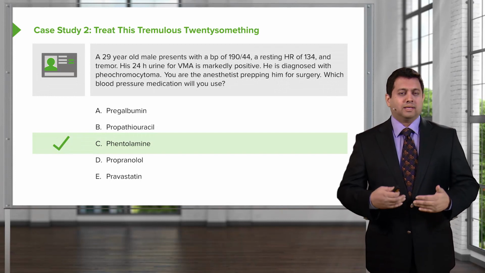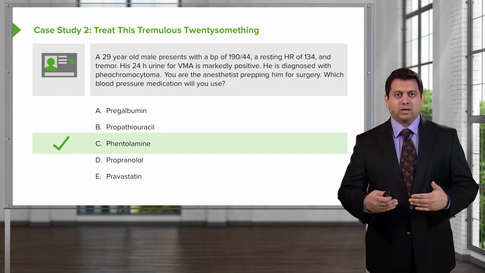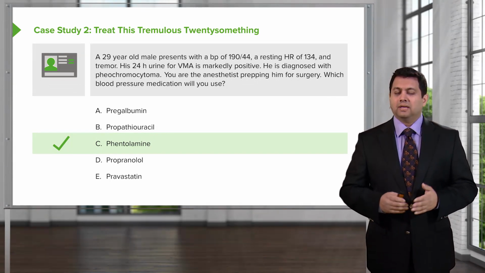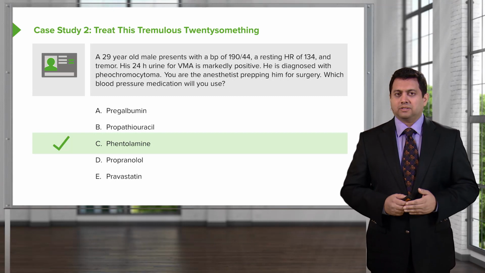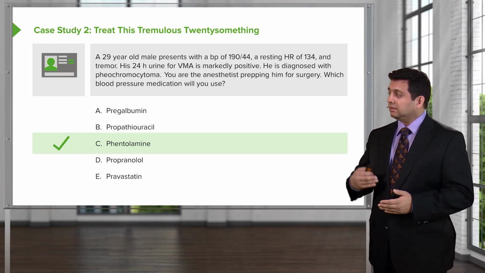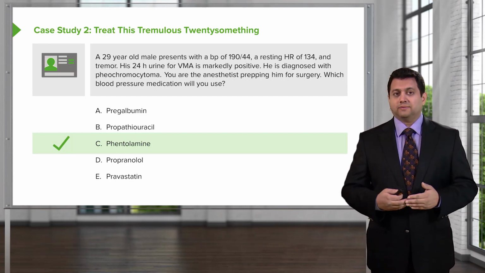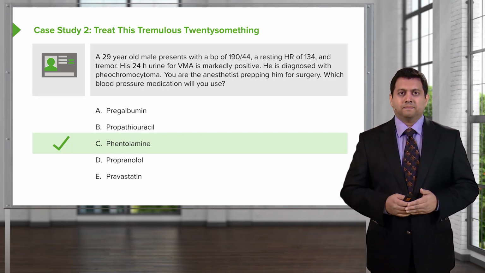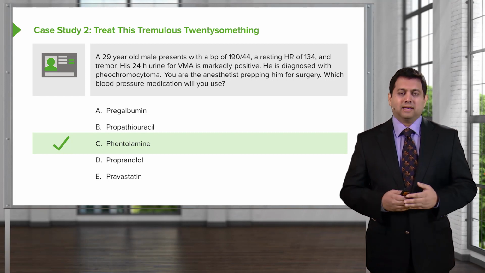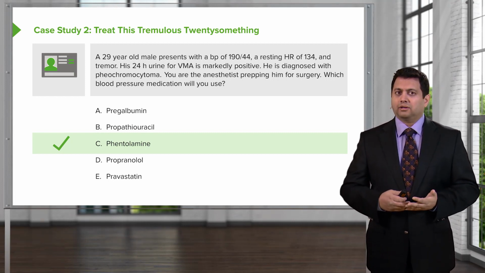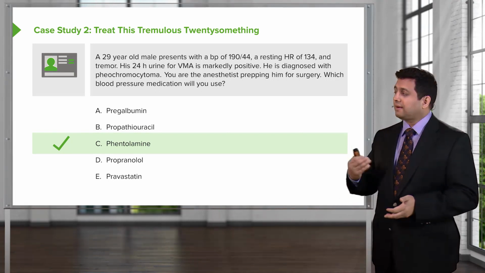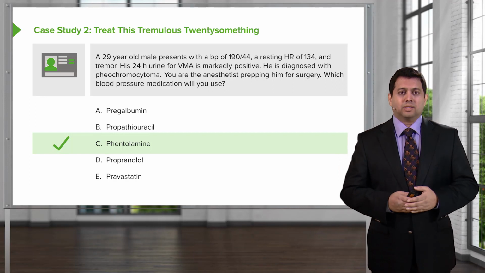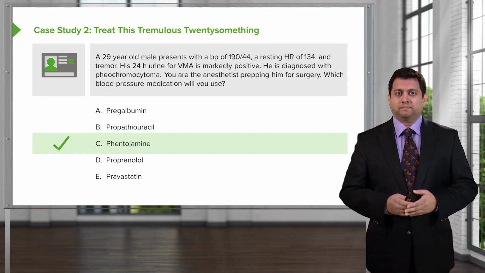Remember that we want a non-specific blocker to block the effects of the adrenaline and noradrenaline that's floating around. Phentolamine is a non-specific blocker. Propranolol is a beta-1 blocker. It's fairly specific, and the problem with propranolol is you can have unopposed alpha activity. Pregabalin is a pain medication. That's not correct. Propylthiouracil is an antithyroid medication, and pravastatin is an anti-cholesterol medication. And their only reason for being on this question is because they sound similar to the answer.